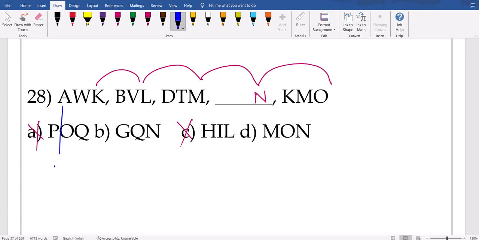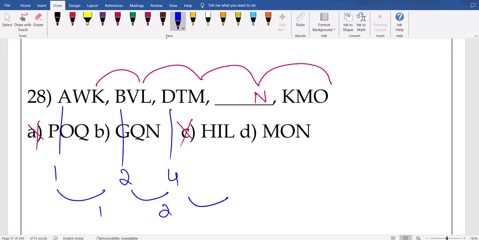First letter is A, which is 1, next to 2, next to 4. Here 1 gap, 2 gap, then 3 gap. In fact, directly I can eliminate D because before K I want the answer. A after B, B after D. My letter should be between D and K. M is not between D and K. So first of all, last letter N. With last letter N, we eliminated options A and C. Now I am left with option B or D.